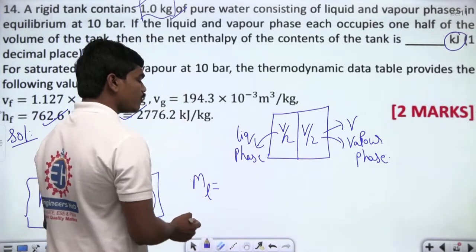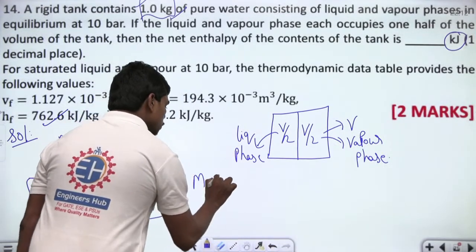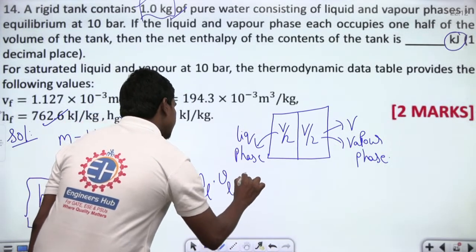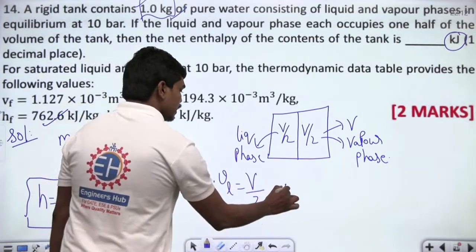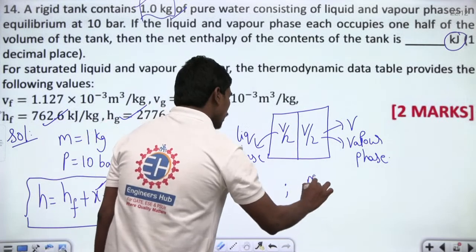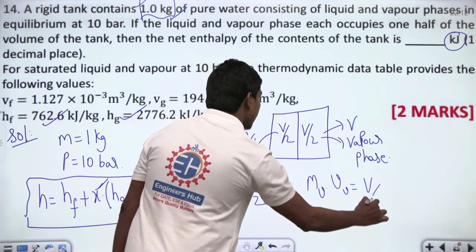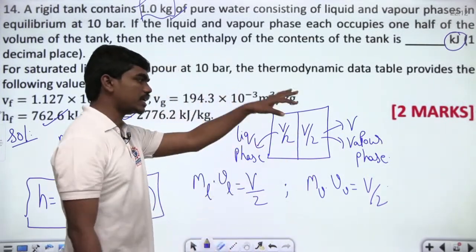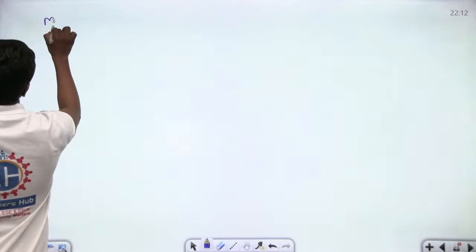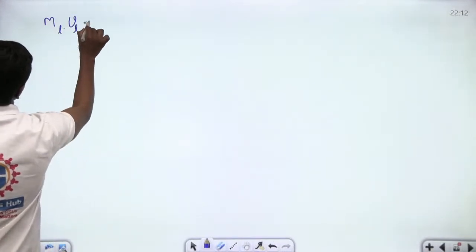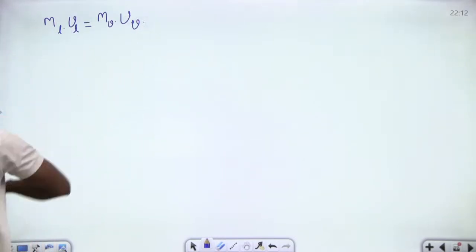Okay, so mass of liquid, this can be written as, look, mass of the liquid into specific volume of the liquid. This can be written as total volume of the liquid, which is V by 2, correct? Next, if you consider the same case, mass of the vapor into specific volume of the vapor is equal to again V by 2, which is the total volume of the vapor, and that's exactly half. So one thing that we have here, mass of liquid into specific volume of liquid is equal to mass of vapor into specific volume of vapor. This is what we have.